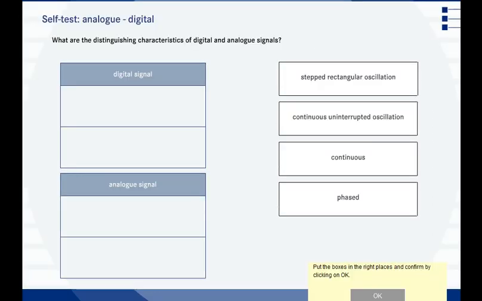What are the distinguishing features of digital and analog signals? Put the boxes in the correct order and confirm with OK.